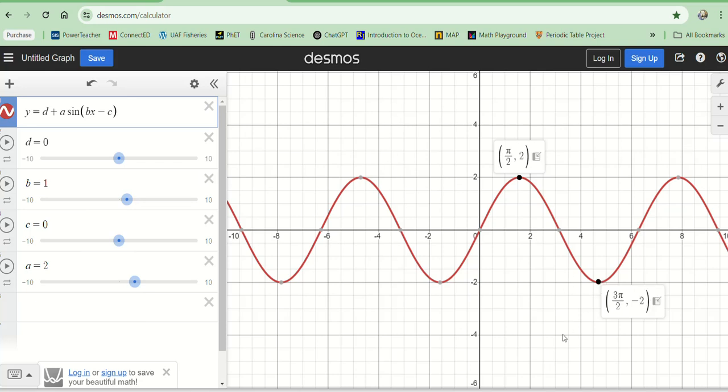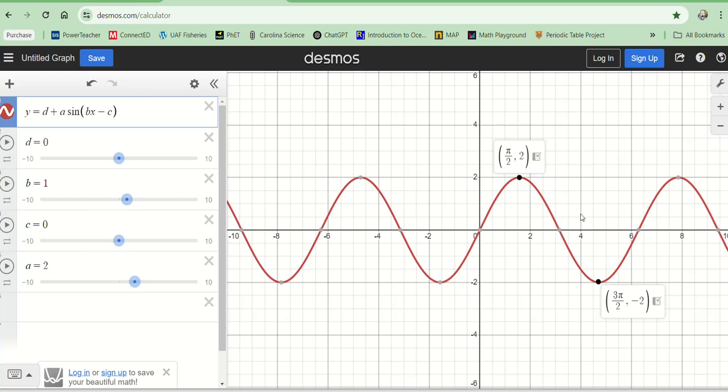Anybody know what the smallest part of the wave might be referred to as? It does not look like it's spelled normally. Trough, with a GH instead. It's a weird word. Okay. If I said how tall, like what's the height of this wave on the board, could you guys tell me? It's 4, right? Because from top to bottom, it's 4 units.